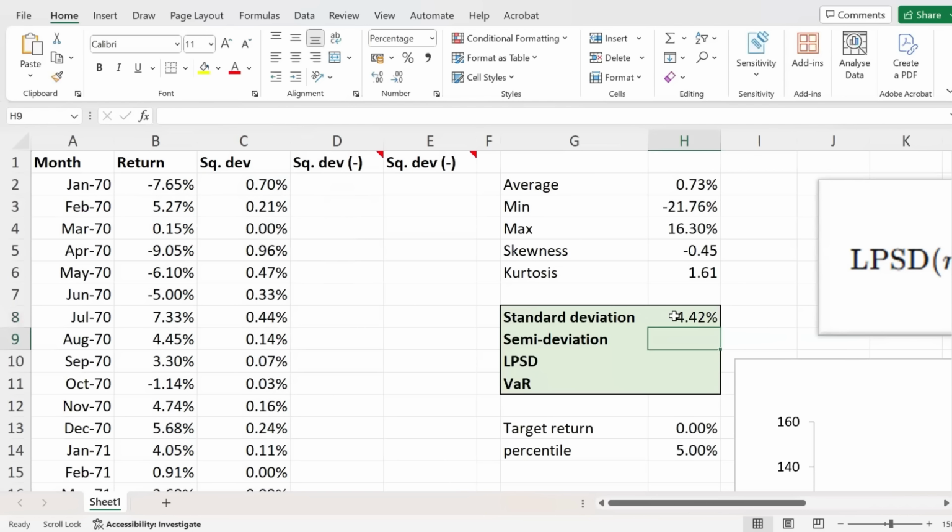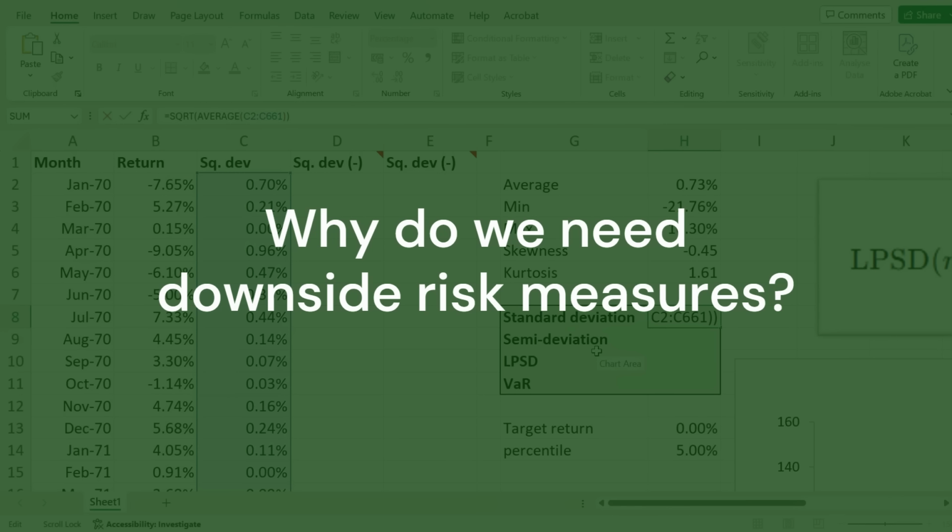And here we are, the same figure as before, 4.42%. Okay, so this is the volatility of our returns. I'm going to go back a bit. I'm going to use actually the original formulation where we use the squared deviations from the mean. Okay, so this is fine. So this is our general measure of risk.